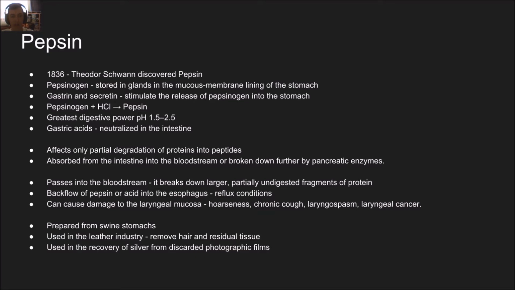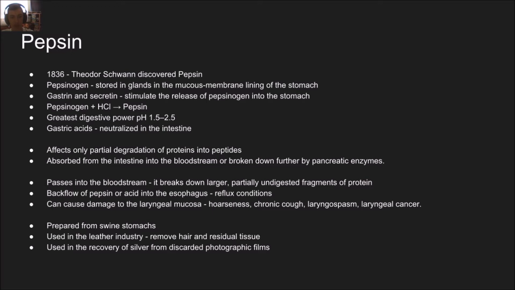Here is the reaction. Pepsinogen combines with hydrochloric acid and forms pepsin. Pepsin's greatest digestive power is when the environment has a pH between 1.5 and 2.5. The gastric acids that are formed in the reaction are later neutralized in the intestine. Pepsin only affects partial degradation of proteins into peptides. Those peptides are absorbed from the intestine into the bloodstream or are broken down further by pancreatic enzymes.